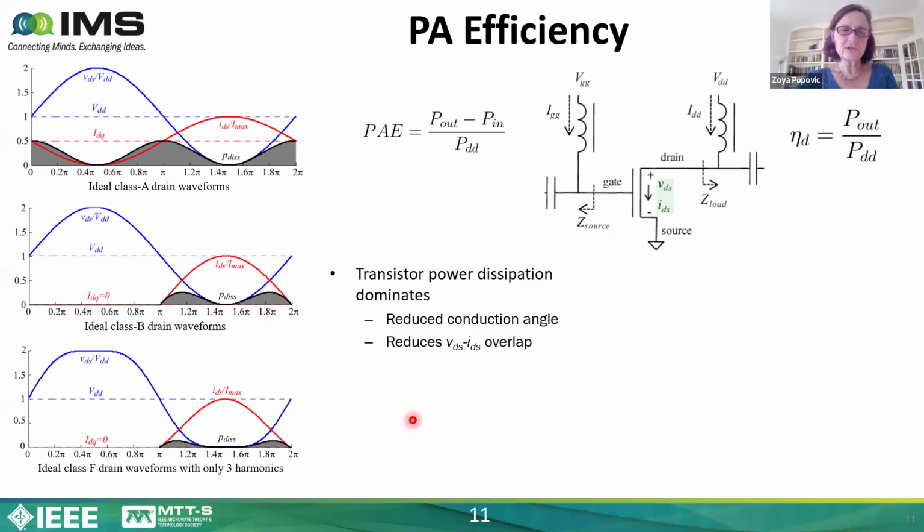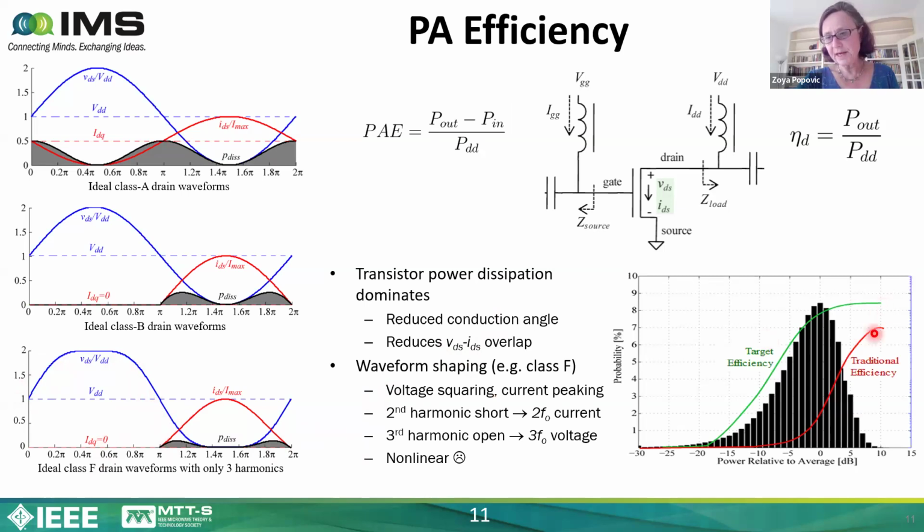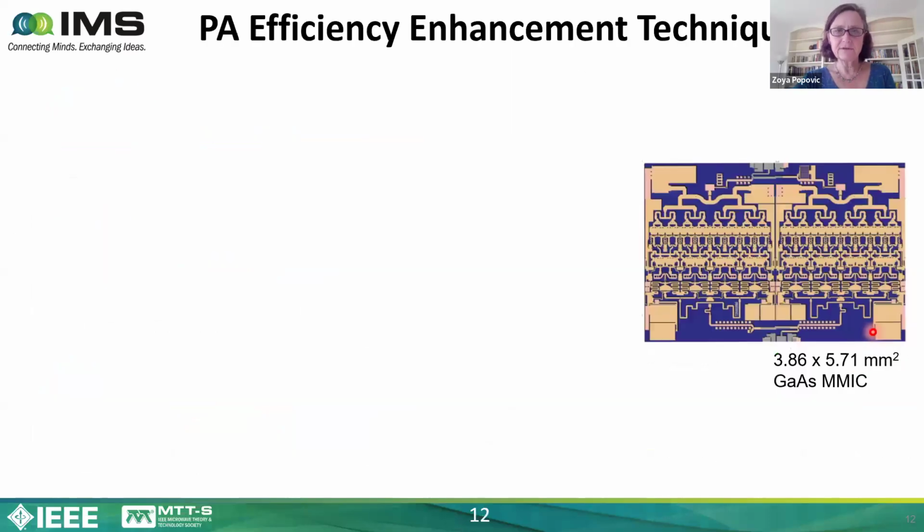Reducing the conduction angle reduces this VI overlap in time, and so it improves the power consumption. With waveform shaping, which you can see in the last waveform, we're adding second and third harmonics to reduce the power consumption, but unfortunately that makes the amplifier nonlinear. If we go back to the power added efficiency curve, you can see that the traditional efficiency can be really good when the amplifier transistor is driven hard. But at this point, it's also going to be nonlinear. And that's the trade-off we have to deal with in design.